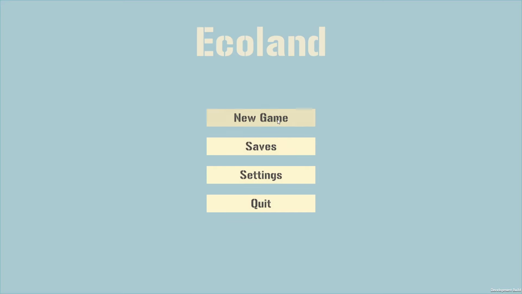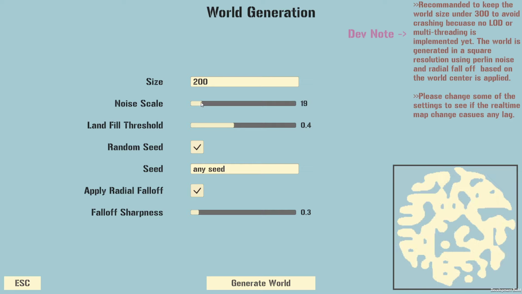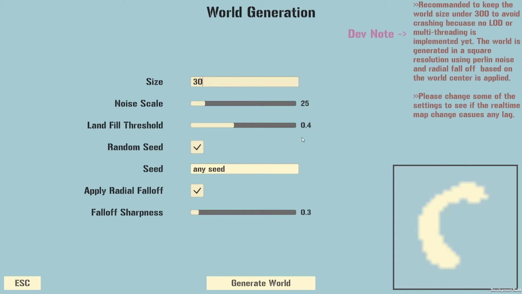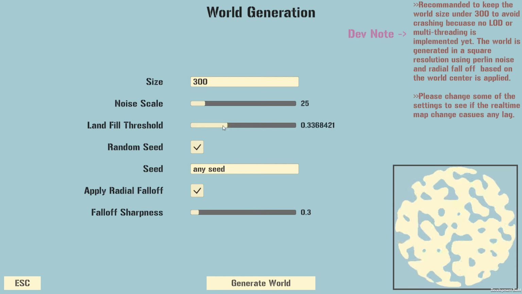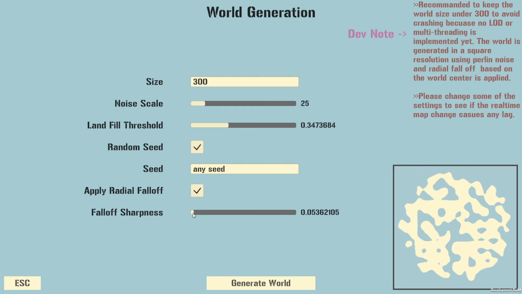Settings, general. The settings was not complete, so as you can see, you can hit new game, and this is to test out some of the world generation stuff. You can see the little mini map here. You can change the settings to see how it affects it. Landfill threshold. You can assign any seed. Currently it's using random seeds. If you don't apply radial fall off, it kind of goes square mode. And the sharpness of the fall off kind of dictates how sharply the map kind of radially goes outwards.